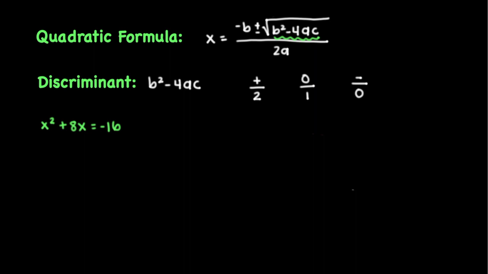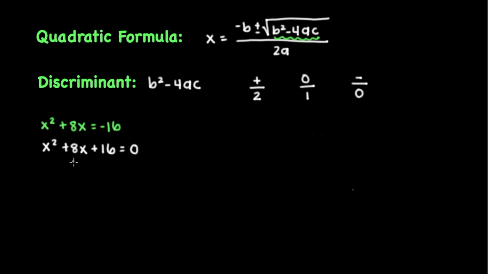Remember that we will always need the equation in the form ax squared plus bx plus c is equal to 0 to use the discriminant or the quadratic formula. In this case, we need to add 16 to both sides to get it into this form. We get x squared plus 8x plus 16 is equal to 0.